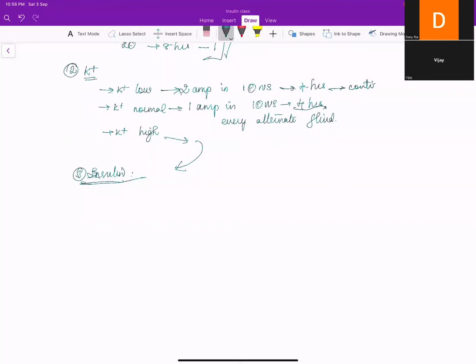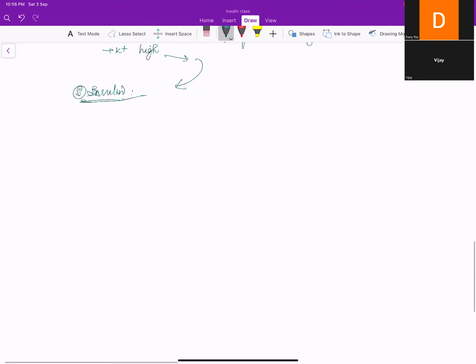This is for fluid. If potassium is low, we have to supplement potassium. If the potassium is normal, we have to prevent fall in the potassium. So that will be around half the dose of potassium. Okay. Whereas if potassium is high, we need not supplement potassium. That's all you have to remember. Then the third step is insulin.